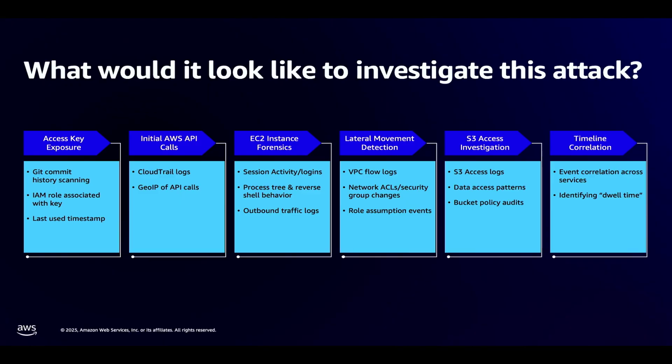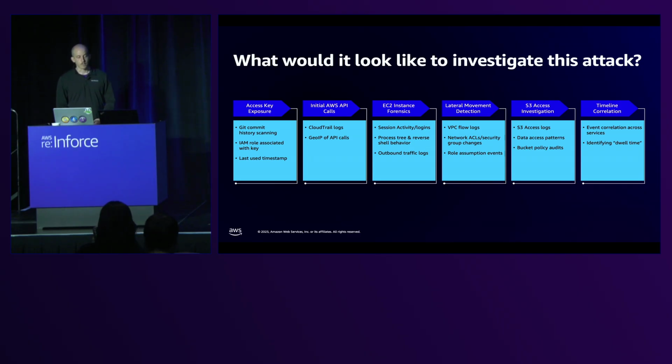So one of the things I want to walk through is what it would look like to investigate this kind of attack. You might want to first look at the access key exposure. Obviously, if you're committing access keys into Git repositories and not using secure secret management, you're going to want to at least look at the history of your commits. You're going to want to look at that IAM role that's associated with that key, right? What are the permissions associated, and what were the last used timestamps?